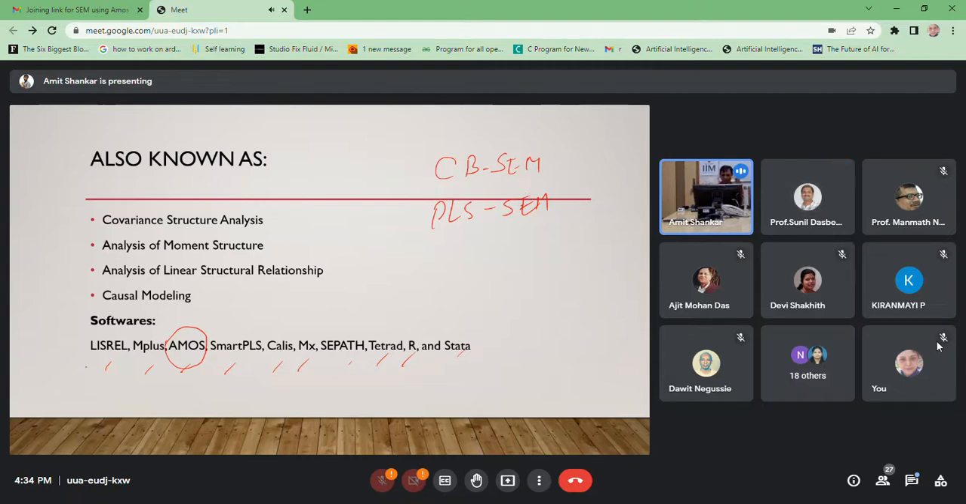Previously these were supposed to be done in LISREL. Plus we are doing it for hierarchical relationships. Is the voice not clear? So we have different software to do this, and basically we will focus mostly on Amos for this workshop, and for other software we will discuss how they can be used.